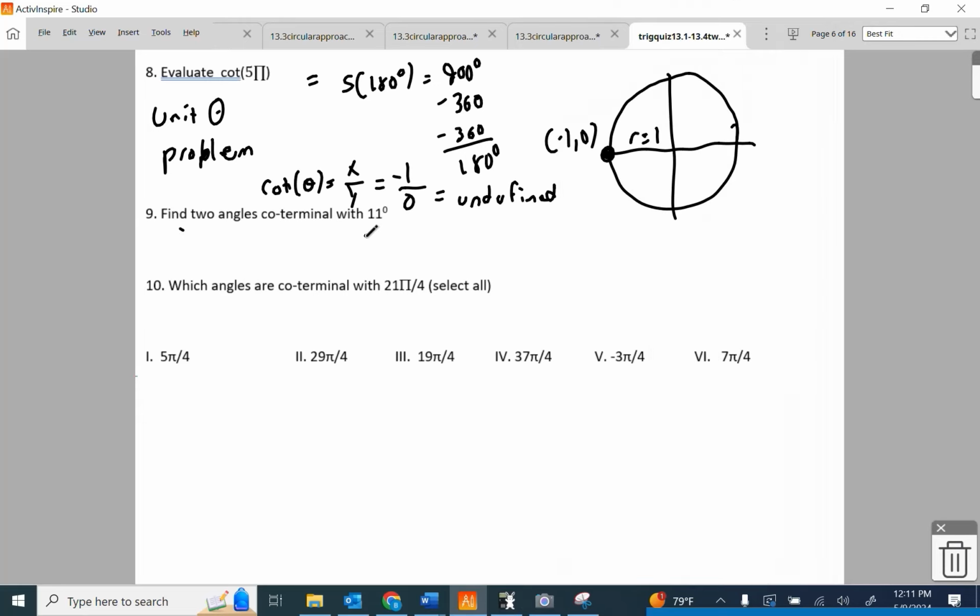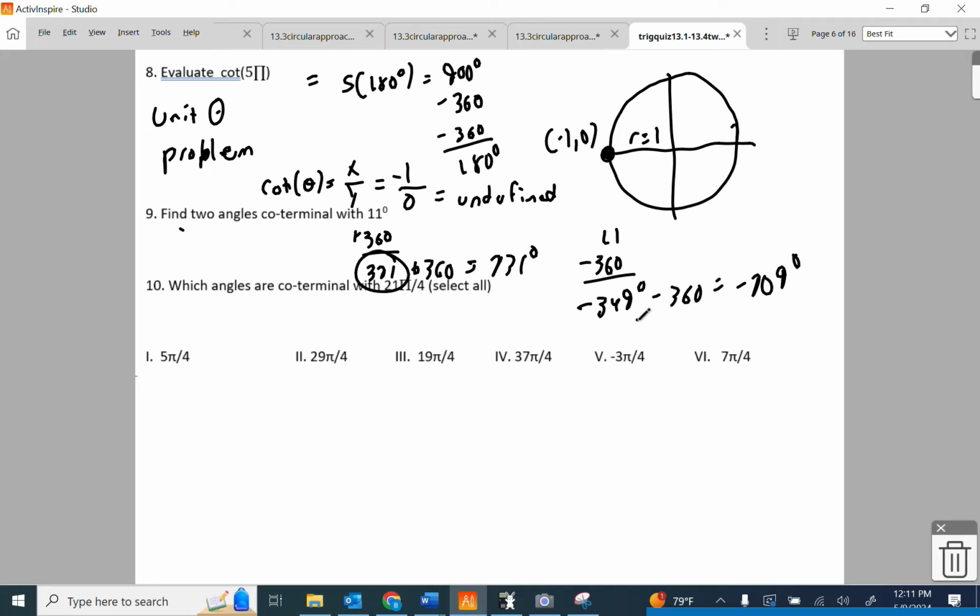Find 2 angles coterminal with 11. You could add 360 and maybe get 371. You could do it again if you wanted to. There's one, 731. Or you could do 11 minus 360, which would be -349. You could take it away again, which would be -709. No, here's some more answers. Just find 2. I don't know if it'll be free response or probably multiple select.